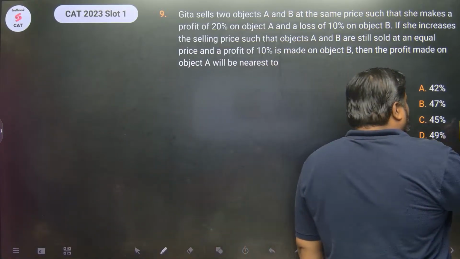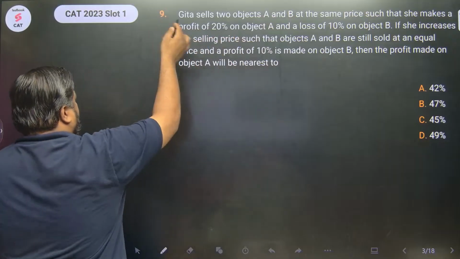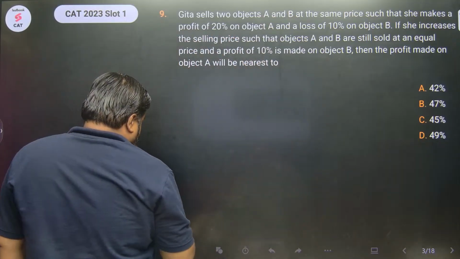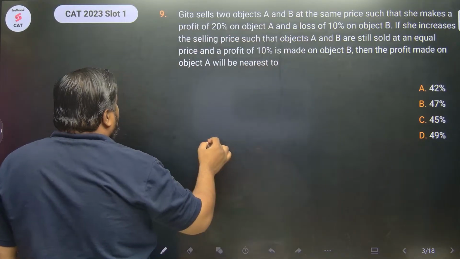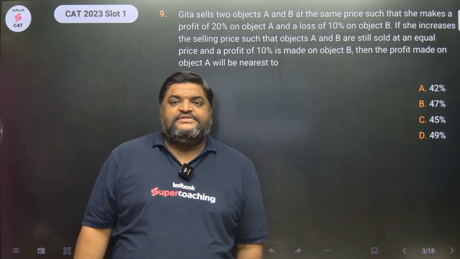I have numbered the first question as question number 9, because questions 1 to 8 have been covered in Part 1, right? So ideally I have numbered it as question 9. In all there are 22 questions.